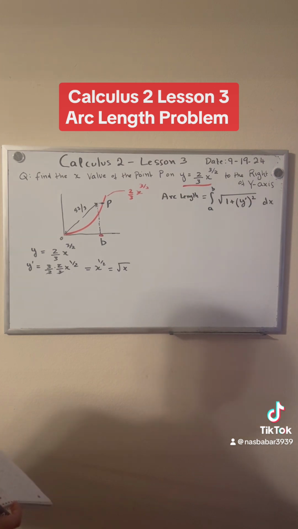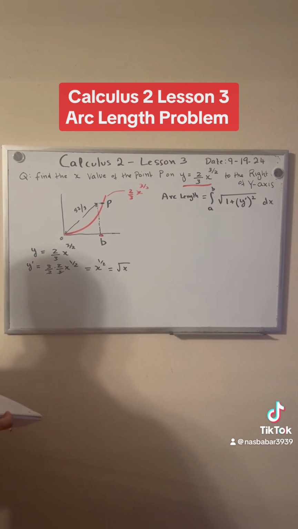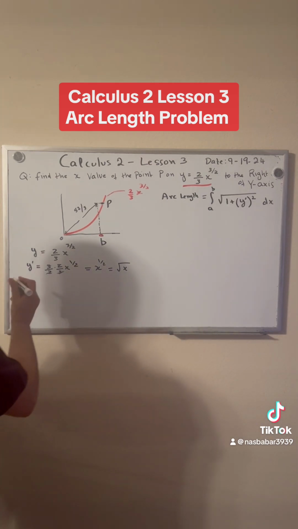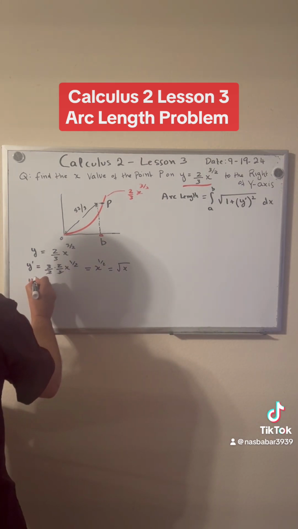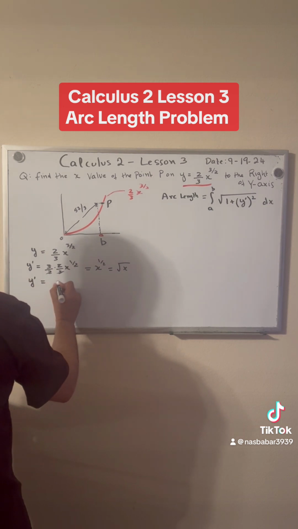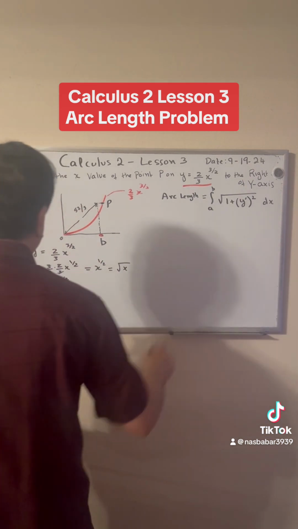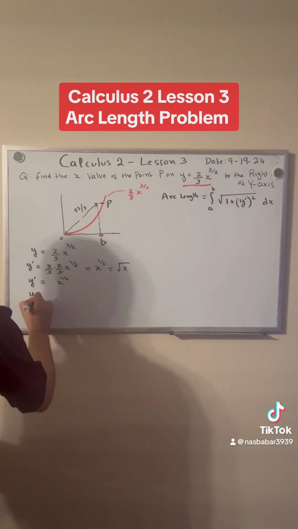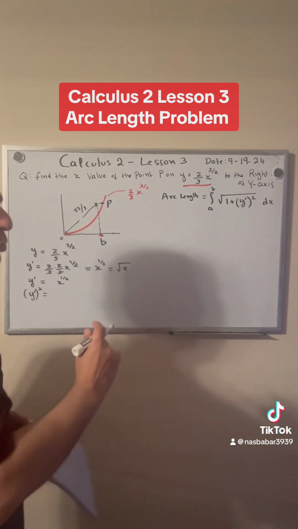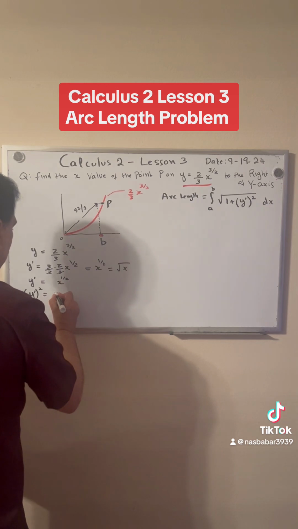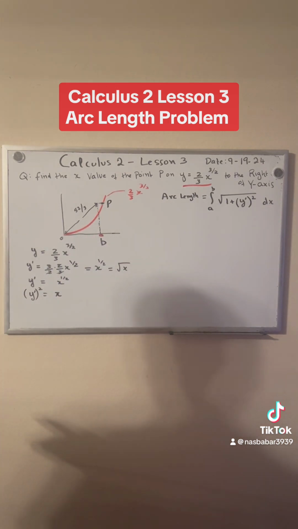Okay, that's fine. y prime is equal to x to the half. What we need to find is y prime squared, because that's in the formula right here. So we do y prime squared, and the square of x to the 1 over 2 is just going to be x, right? So that's what I have then.